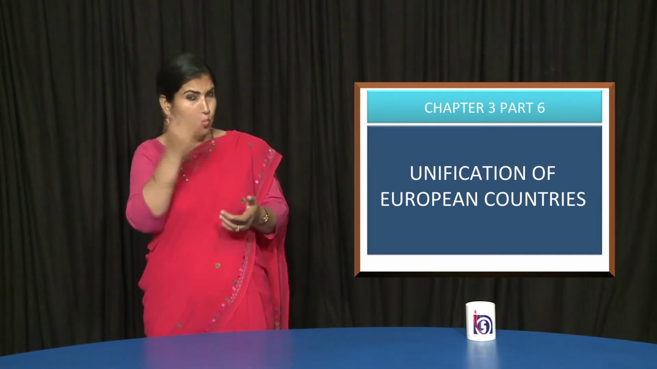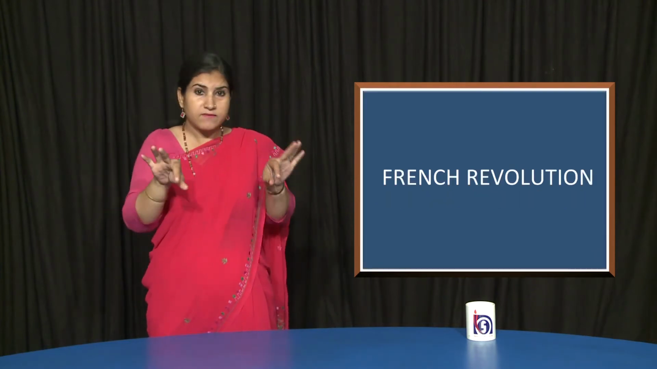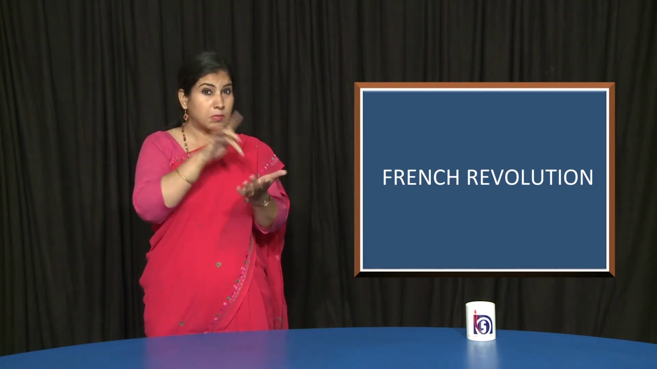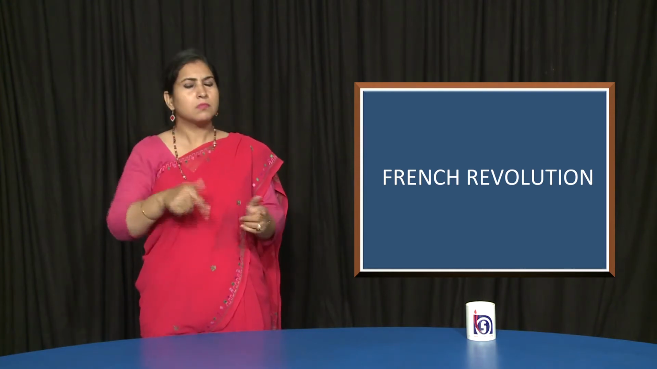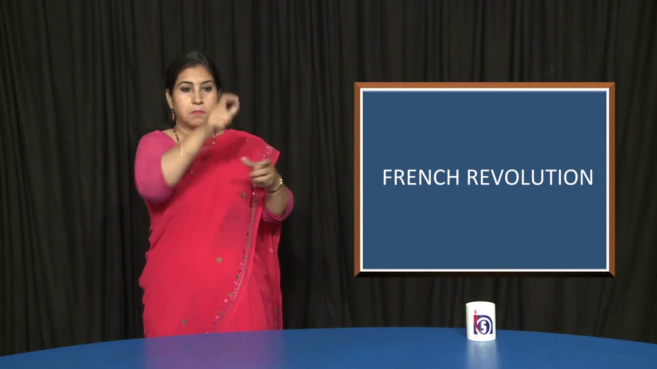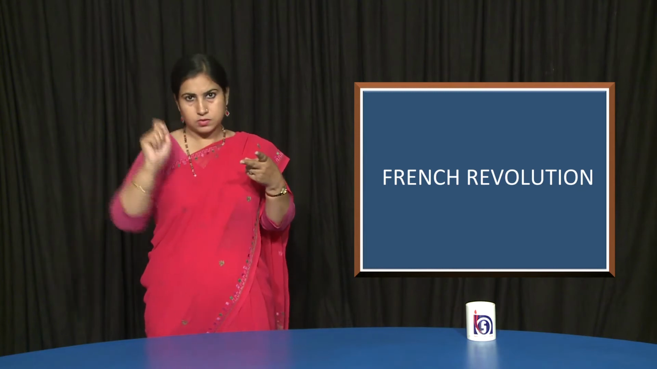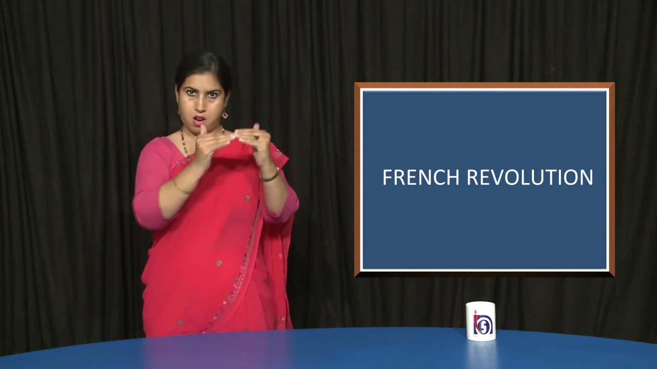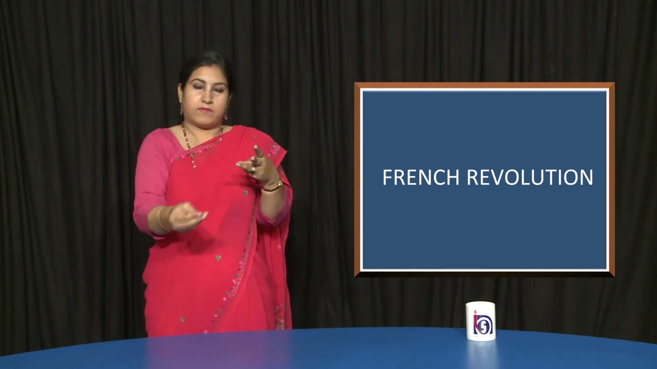Learners, as you know, in our last video we discussed the French Revolution and the events that took place during this. We learned that French society was divided into 3 classes: the church, the nobles, and the common people. We also came to know that the ideas of equality, liberty, and fraternity were given to the world by this revolution.